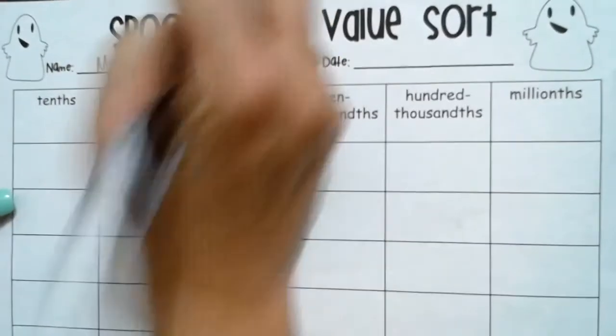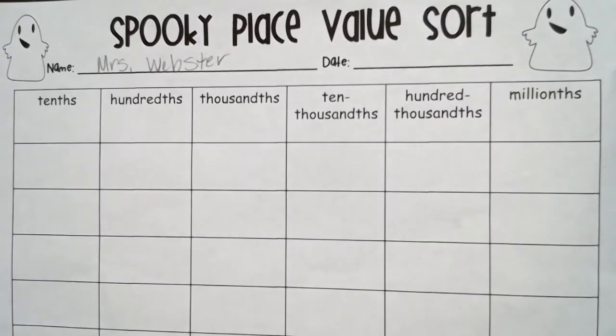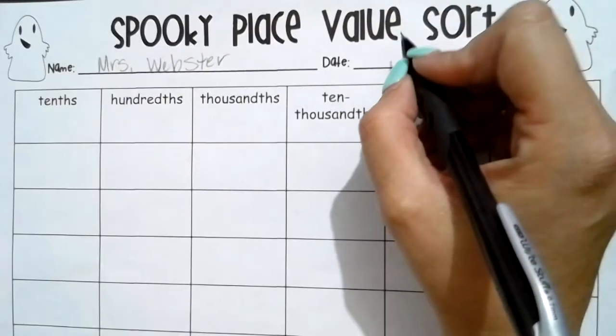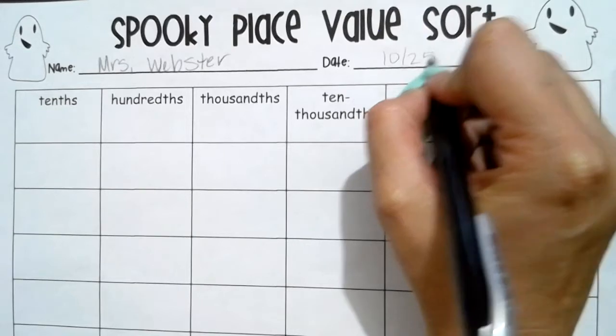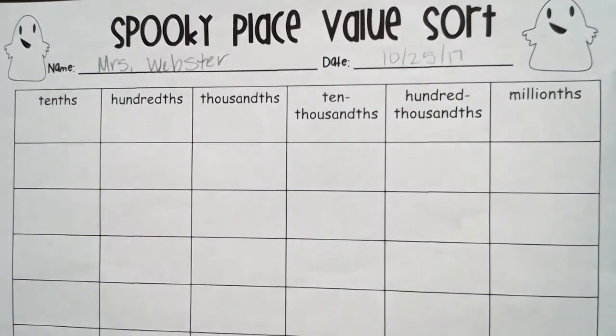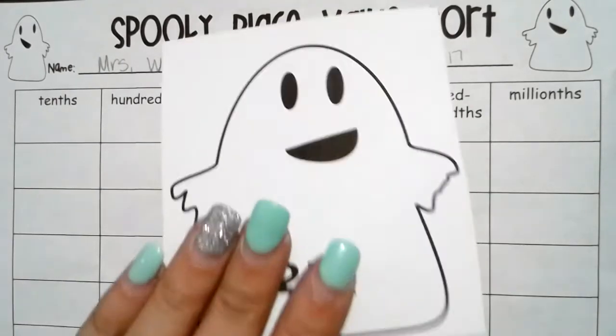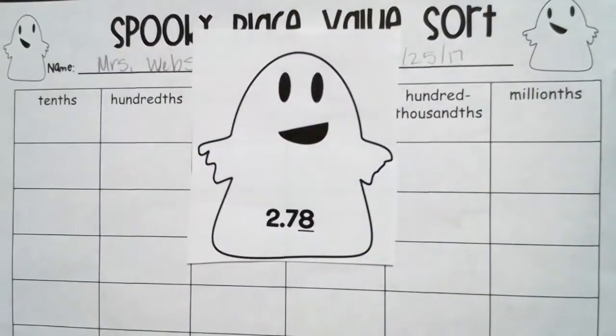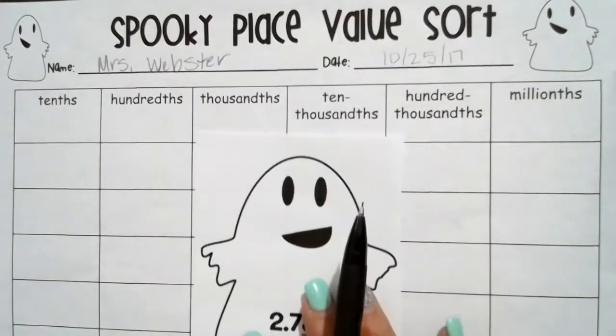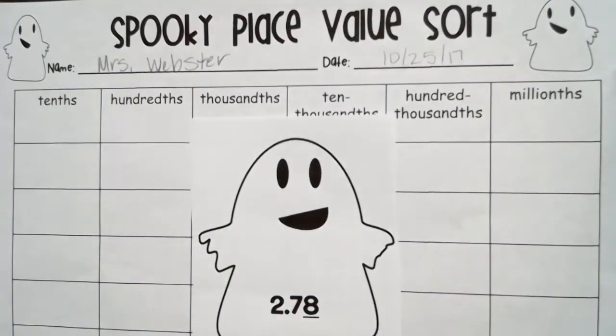And I'm going to do the first few with you, and then I'm going to let you keep going, okay? Today's date will be 10/25/17. All right, so I'm going to do the first couple with you, and then you're going to keep going by yourself. So I show you a ghost, 2.78. I want you to identify for me what place value is underlined. If you need to, rewind and write down the place values, but they're right here.